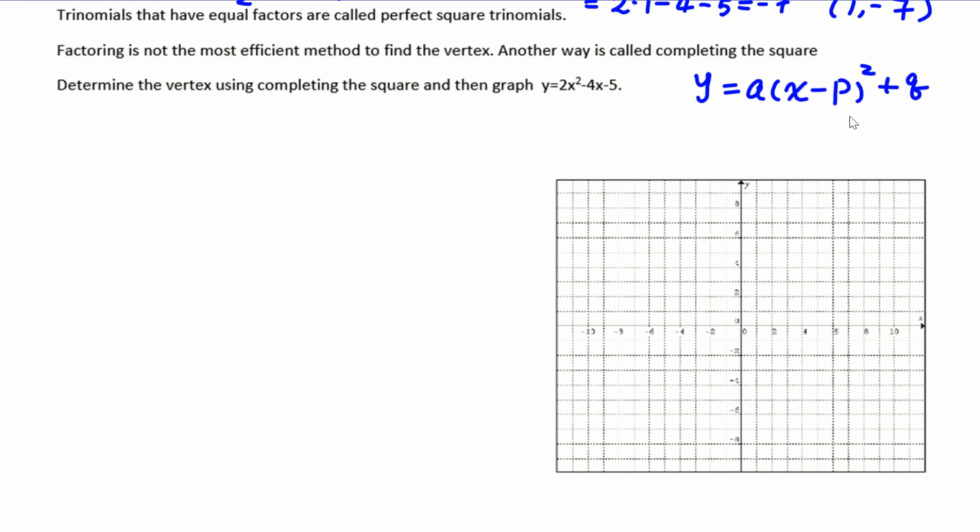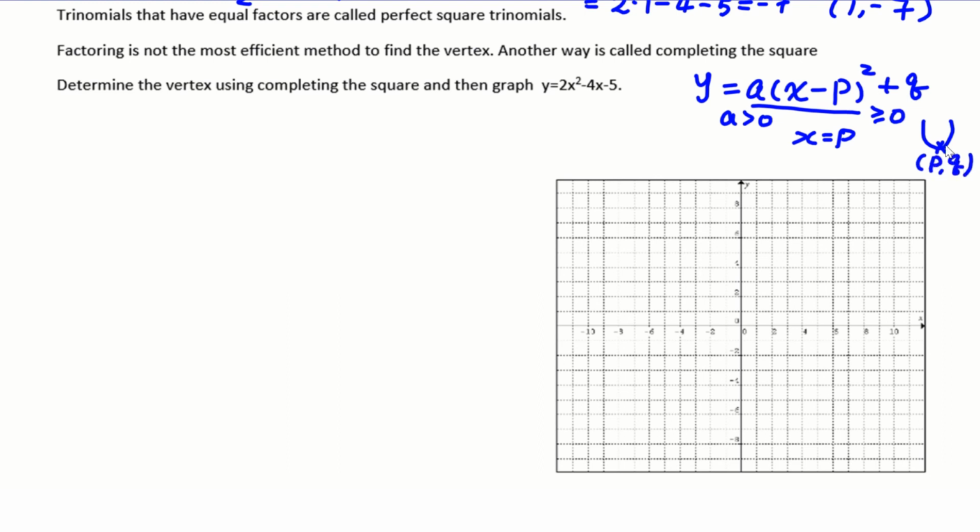The reason why this is vertex form is that from this equation, if a is greater than 0, then the first term is always greater than or equal to 0. So this opens up. And from x minus p, if x equals p, then you will find this term equals 0, so it will be the lowest point.